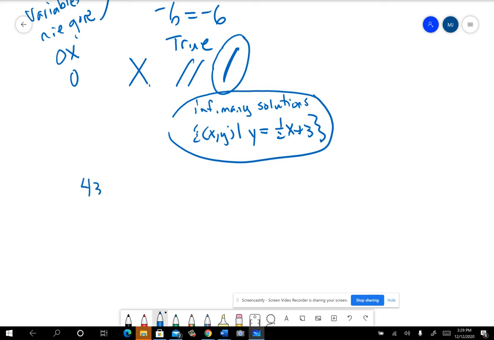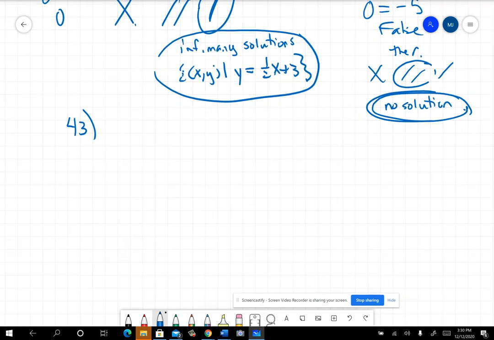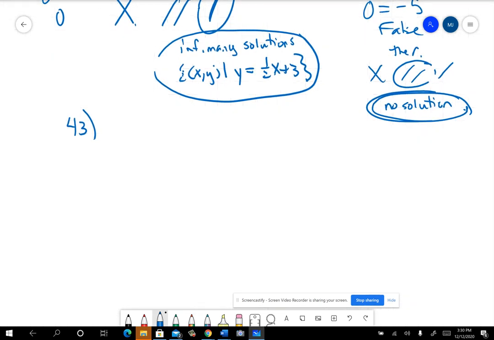Oh, before I do that, what if you wound up with the variables going away and getting something like 0 equals -5, something false? Then it's not this, it's this in the middle here. And you would have no solution since there's no point of intersection. That would be your answer, no solution. All right, I'm not going to do another one that has a special situation. Let's look at 43, a nice normal one.